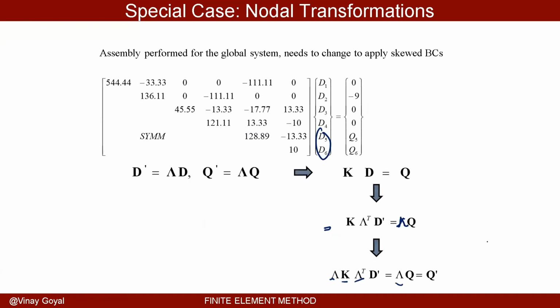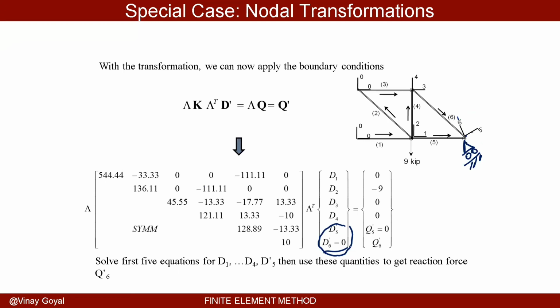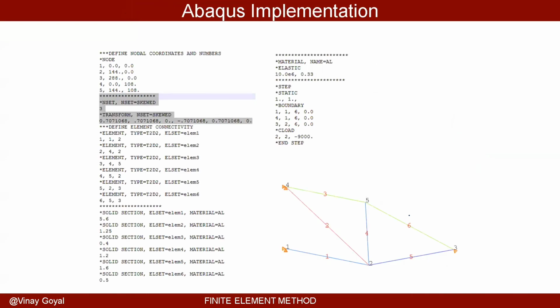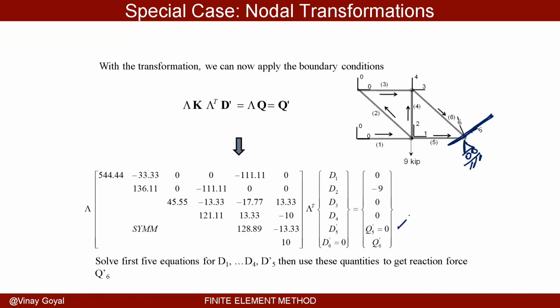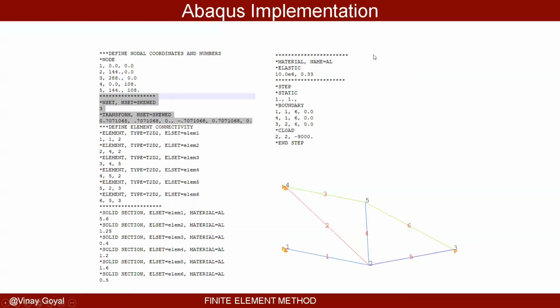So that's 0, right? But it can move in the 5 direction, 5 prime direction. So that's what I get. In the 5 direction, it can move. There's no force applied, so that's 0. And now I can solve the equations. Now that I did this, okay? So the nodal transformation is of extreme importance to tackle boundary conditions that are skewed.